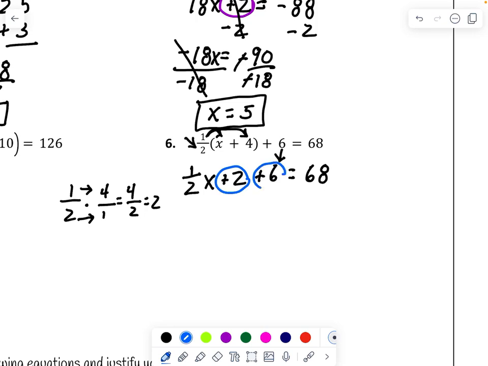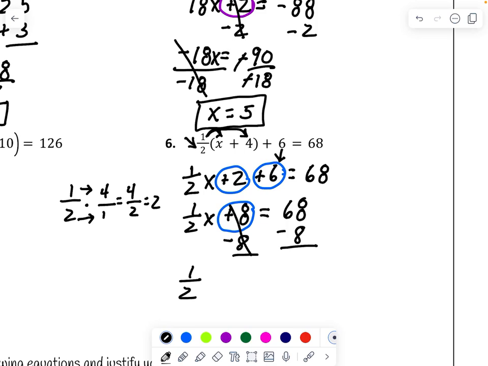So now, do I have any like terms? Well, I have a 2 and a 6. All right. So carry down your 1/2 x plus 8 equals 68. So now jump to that addition and subtraction step. So instead of adding 8, you're going to subtract 8. Because now you have a 0. But what you do to the left, you have to do to the right. You have to keep your teeter-totter in balance. 60.